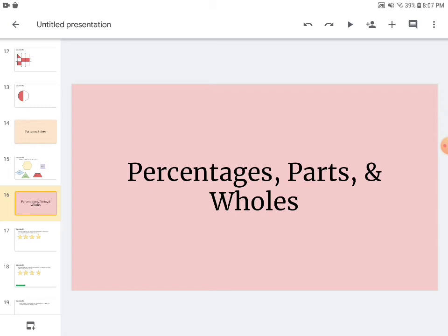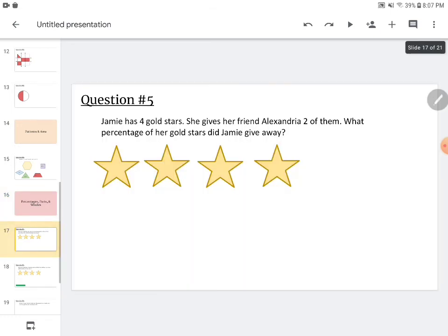Now for our next set of problems, we're going to be discussing percentages, parts, and wholes. Very simple stuff. It's actually pretty much talking about certain amounts of a total. Just basically what we've been going over so far. So for example, for question number 5, we're given the problem, Jamie has 4 gold stars. She gives her friend Alexandria 2 of them. What percentage of her gold stars did Jamie give away?